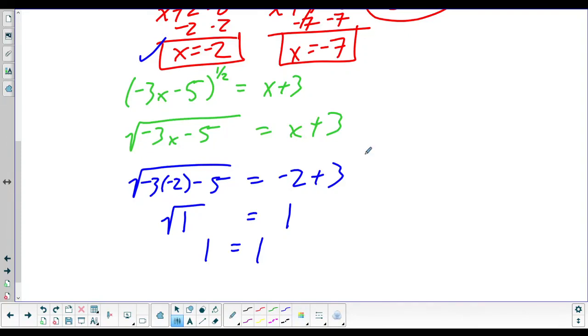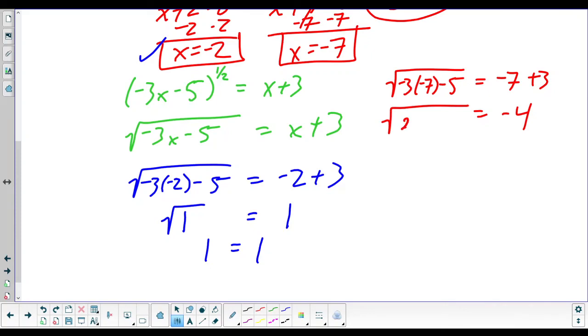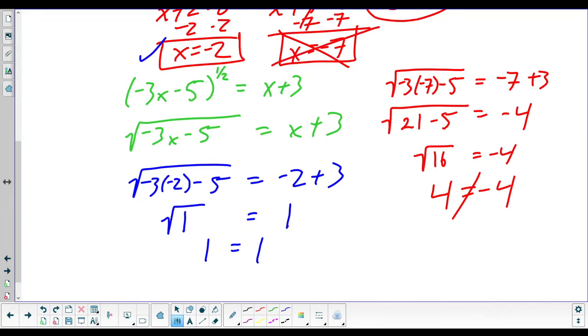Now let's try our negative 7. Let's do it over here in red. So we're going to have the square root of negative 3 times negative 7 minus 5 equals negative 7 plus 3. On this side, we get negative 4. Over here, we have 21 minus 5. 21 minus 5 is 16. Square root of 16 is 4. 4 does not equal negative 4. So x equals negative 7 is extraneous, and we throw that away. So our answer is only x equals negative 2.